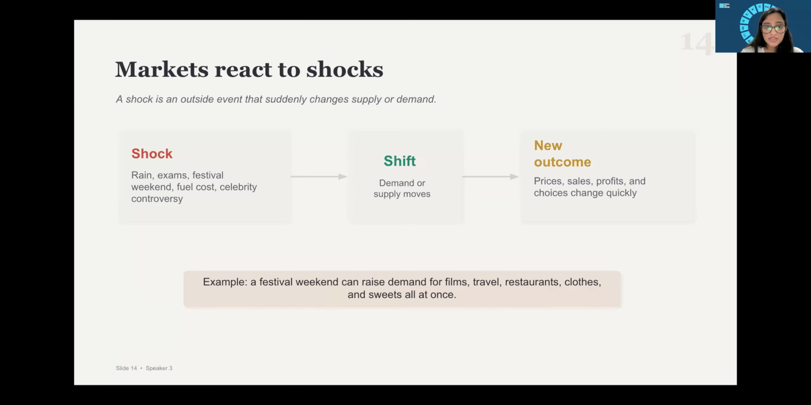Markets react to shocks. A shock is an outside event that suddenly changes supply or demand. Markets are always reacting to shocks. A shock is any outside event that moves supply or demand. It could be weather, exams, a festival weekend, fuel prices, a new law, taxes, celebrity controversy, or a viral review. Anything you can think of that could affect supply or demand.